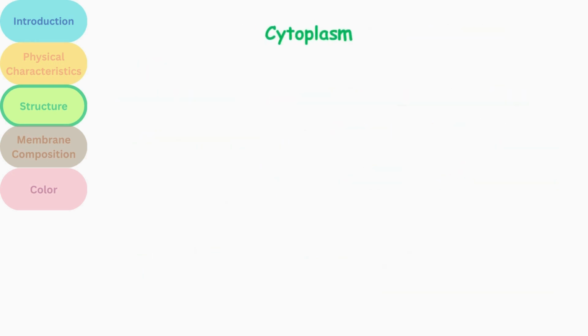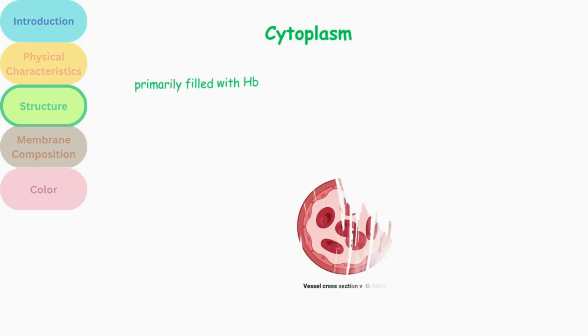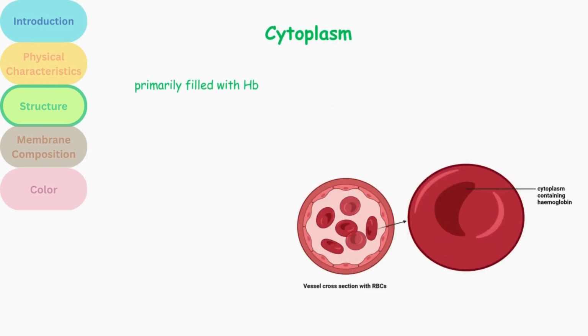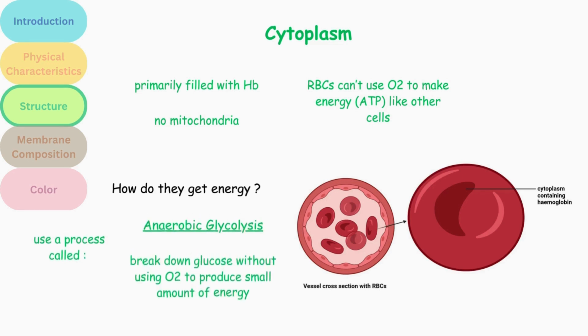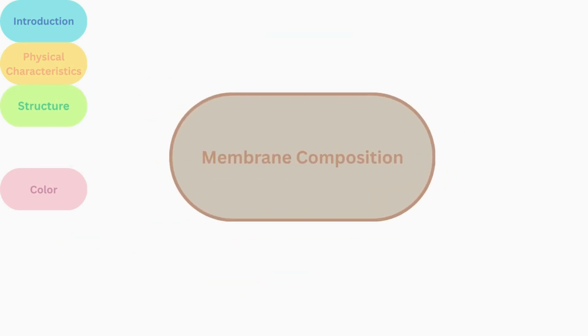The cytoplasm of red blood cells is primarily filled with hemoglobin, and there are no mitochondria. Red blood cells can't use oxygen to make energy like other cells. Then how do they get energy? They use a process called anaerobic glycolysis, which refers to the breakdown of glucose without using oxygen to produce a small amount of energy. What is the composition of its membrane?